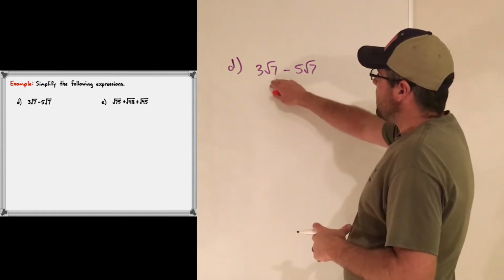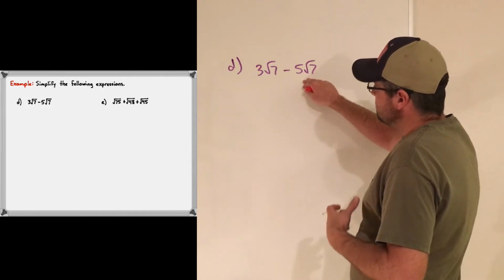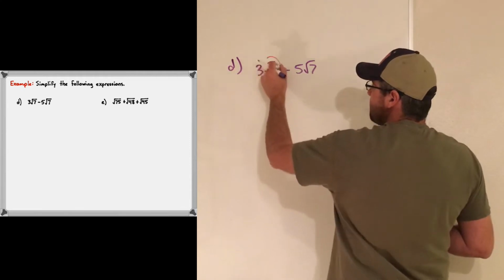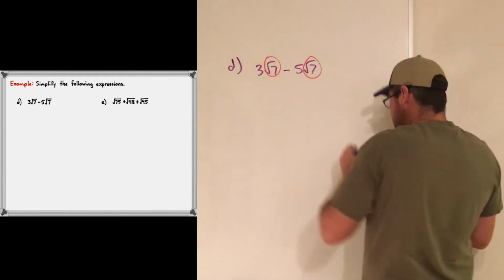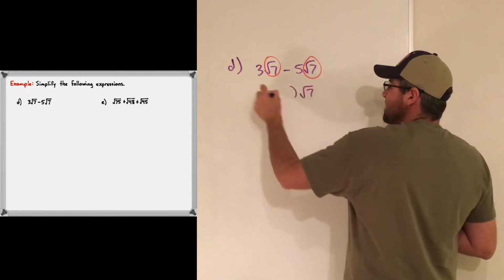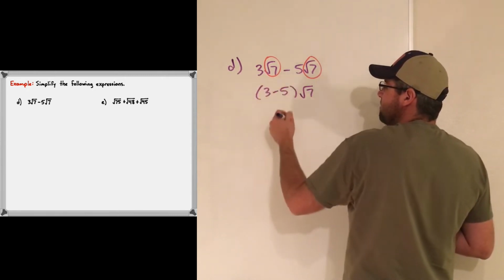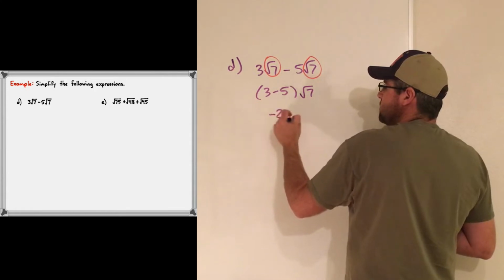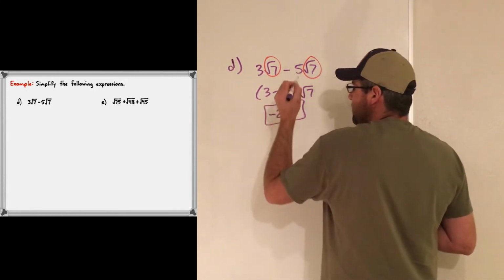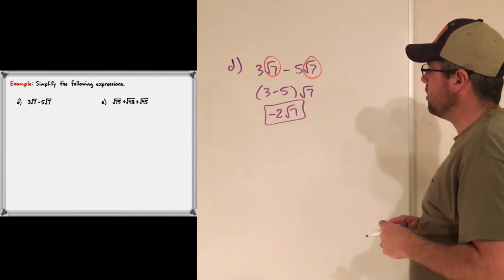We look at 3 rad 7 minus 5 rad 7, and we recognize that they are like terms. What do they have in common? Well, they have a radical 7 involved. That is the GCF, so we can take out a radical 7, and what's left over is the 3 minus 5. So 3 minus 5 is negative 2, because those are now just numbers, and then the rad 7 is after it. And so that is our answer.